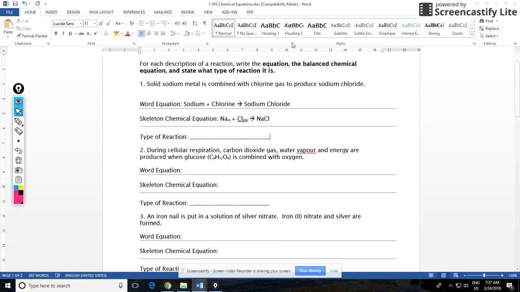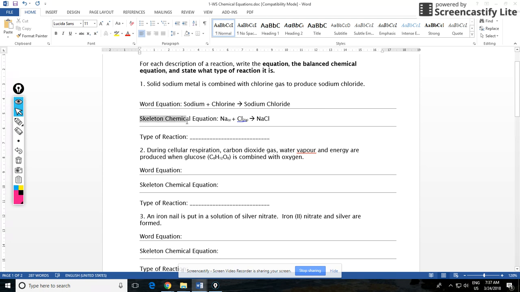Problems with chemical equations and word equations. So in the previous video, we looked at your notes and reviewed what a word equation is and what a chemical equation is. A word equation uses words, a chemical equation uses the element symbols and the formulas, and you can also represent the states of the elements and the compounds.